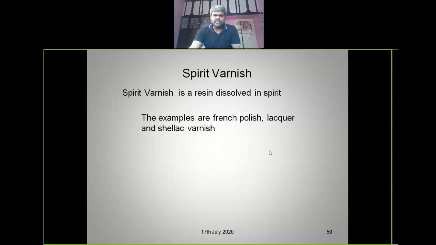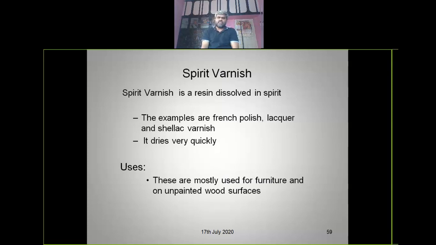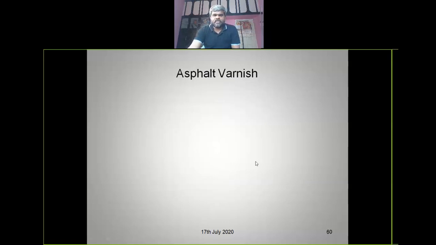Spirit varnish is a resin dissolved in spirit. Examples of spirit varnish are French polish or lacquer and shellac varnish. It dries very quickly. These are mostly used for furniture and unpainted wood surfaces.